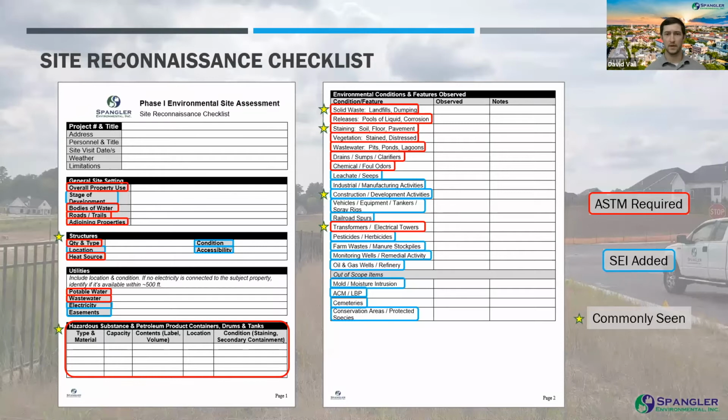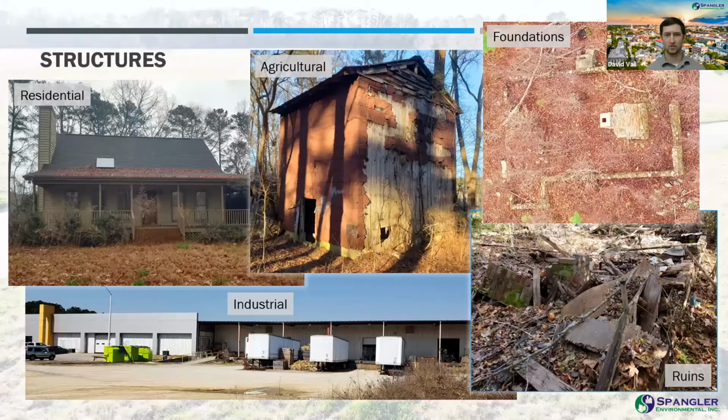One common item that we see on almost every single site visit is structures, and we can put those in groups of residential, industrial, commercial, and agricultural. Sometimes you end up with structures where it's easy to identify the heat source, odors, or any specific features, but sometimes you end up with nothing but a foundation or a pile of ruins, and that can really add a level of complexity for determining any potential features that need to be identified.